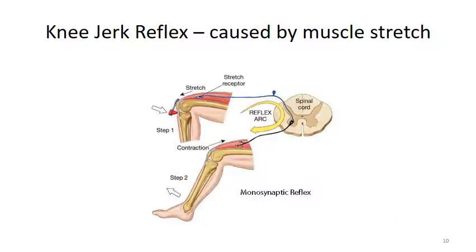And the knee-jerk reflex that we learned last semester is caused by the stretch receptor, or the muscle spindle, in the muscle. When the muscle stretches too much, it then causes contraction in the muscle.